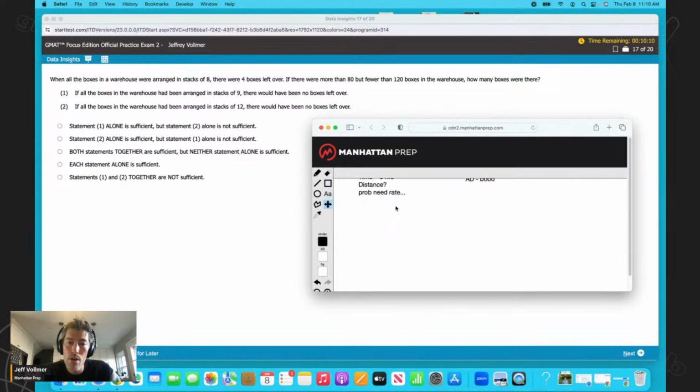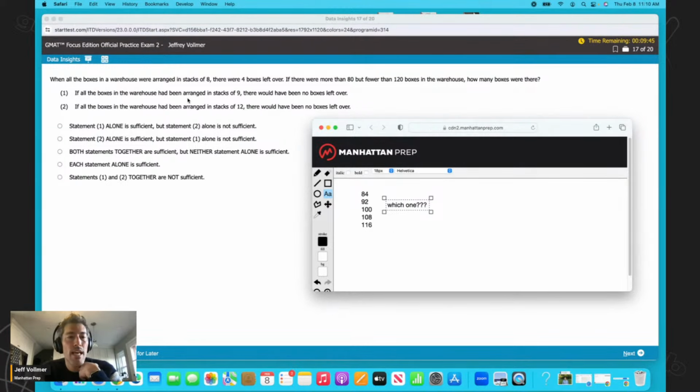So I might just list all the multiples of 8, or 4 more than a multiple of 8, between 80 and 120. Shouldn't be too tough to do. 80 is a multiple of 8. I need 4 more than that, so 84 is the least value. And I'm just going to start adding another stack of 8 here. So add 8, add 8, add 8, add 8. So here are my options, right? This is what I'm choosing from. Which one is it?